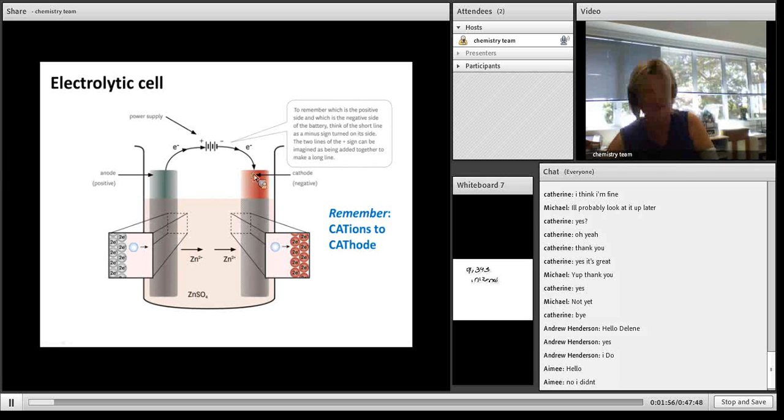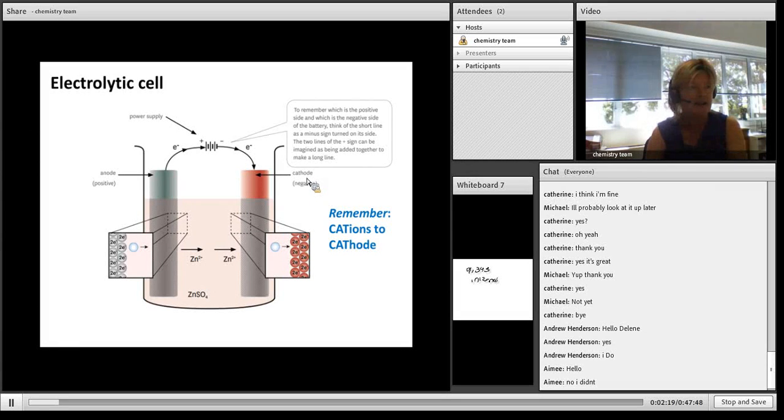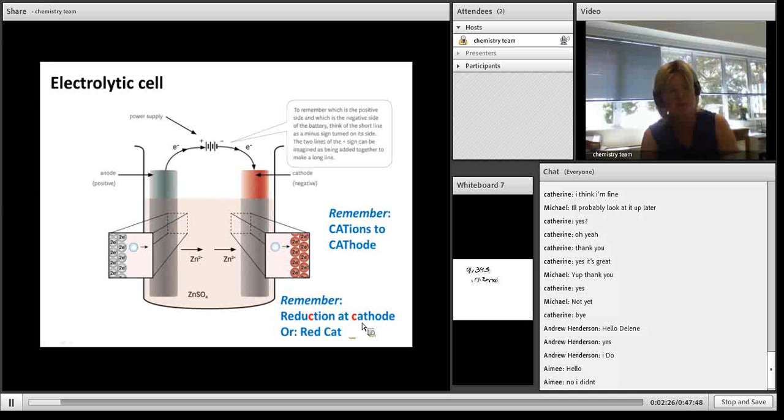But what we're looking at, the same as what we looked at last time, is cations to cathodes. When we're looking at what goes where in this reaction, any cations will move to the cathode. This is called the cathode, and a way to remember is cations to cathode. There are other ways to remember. The reduction happens at the cathode, so the C in reduction makes you think of C for cathode.